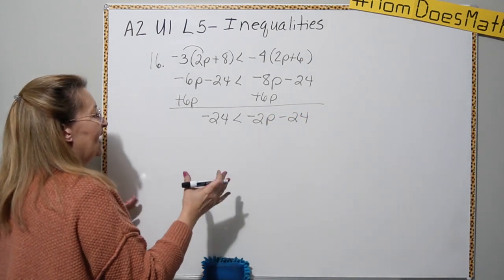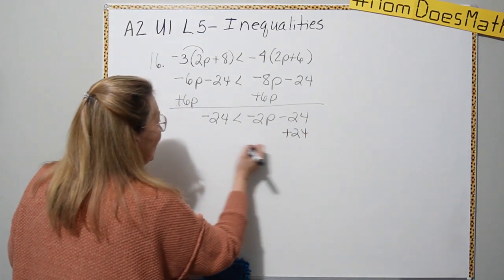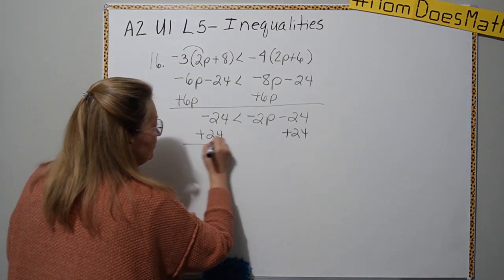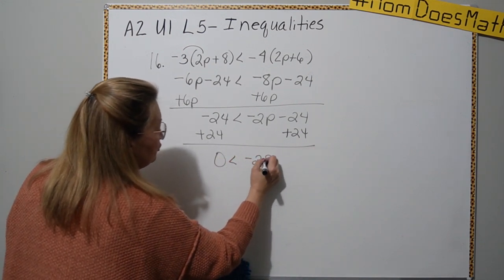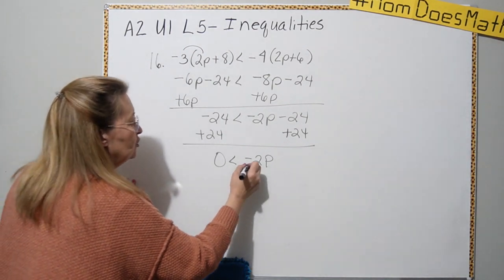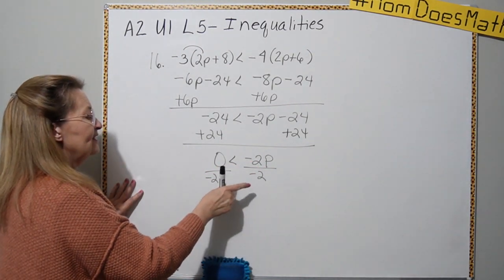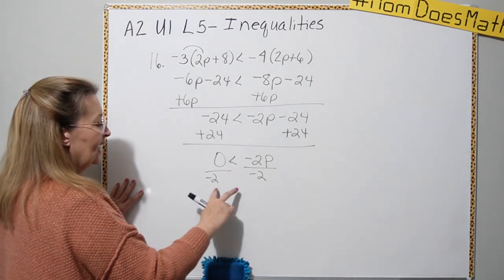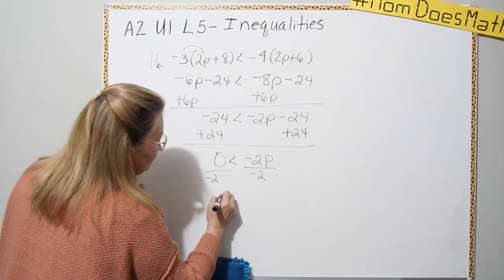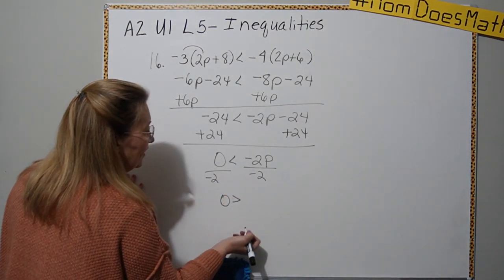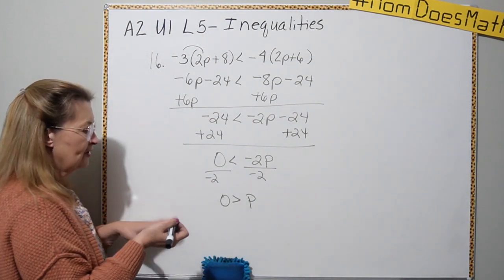All right, what's added to or subtracted from your variable term? 24. So I'm going to get rid of it by adding, whatever you do to one side, you have to do to the other. Now, I have 0 is less than negative 2p. I need to get rid of the negative 2p, so I'm going to divide both sides by negative 2. This is when you have to flip your sign. I just divided both sides by a negative number. Now 0 divided by negative 2 is 0. I'm going to flip my sign and I get p. 0 is a perfectly logical answer.